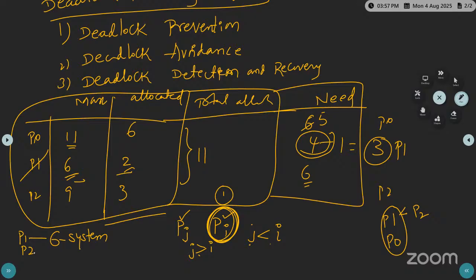Need 6 more resources to complete the task. The system has 6 resources. So P2 can get all its required resources from the system.